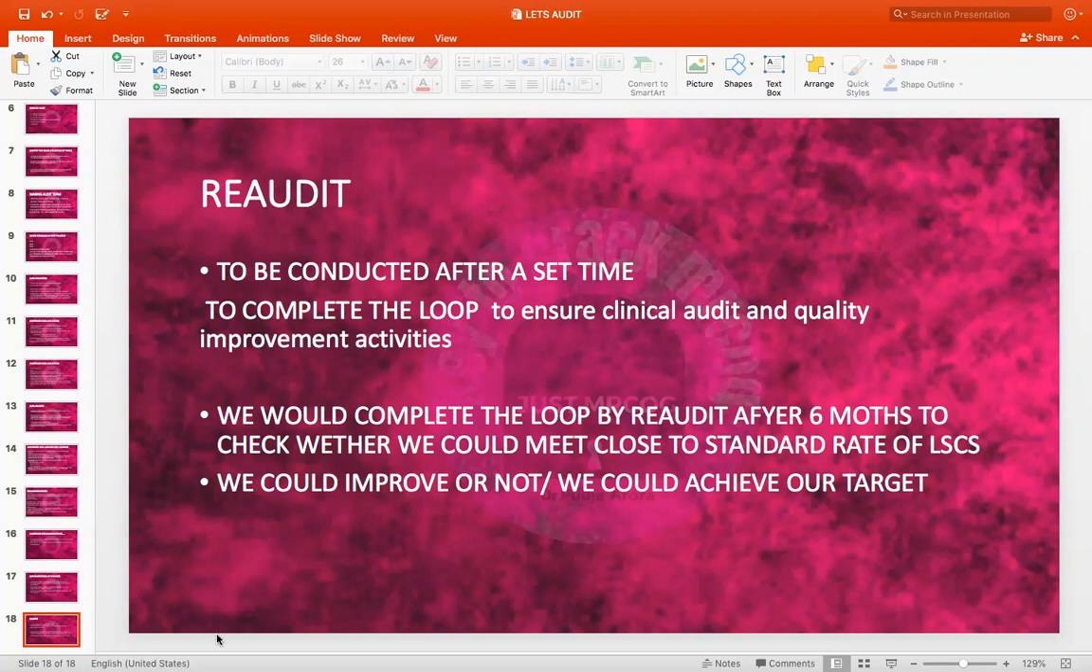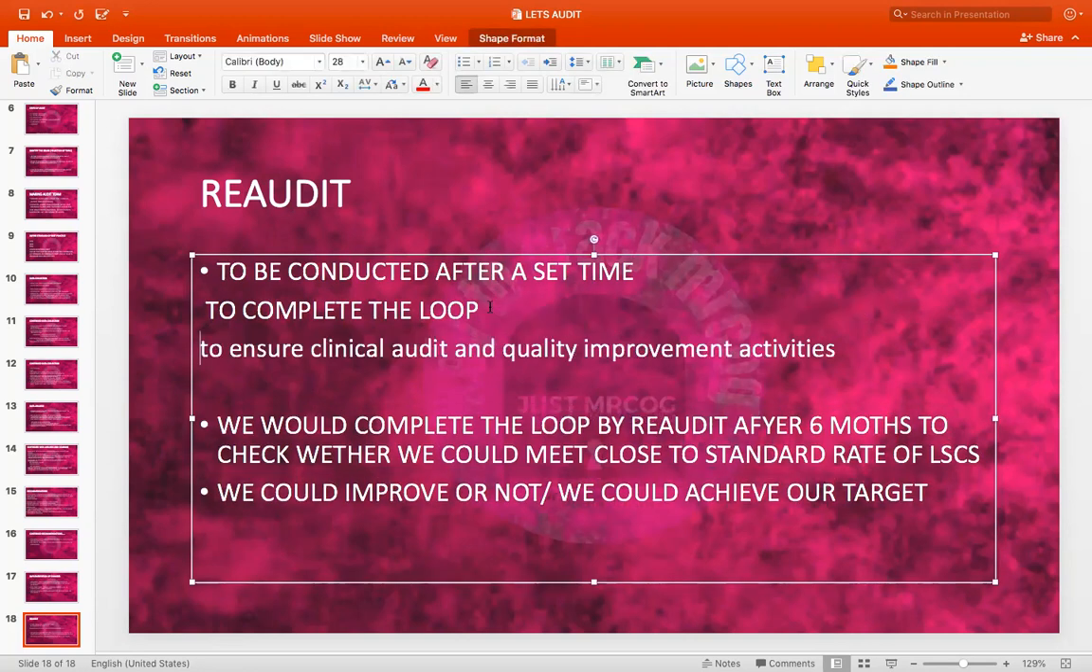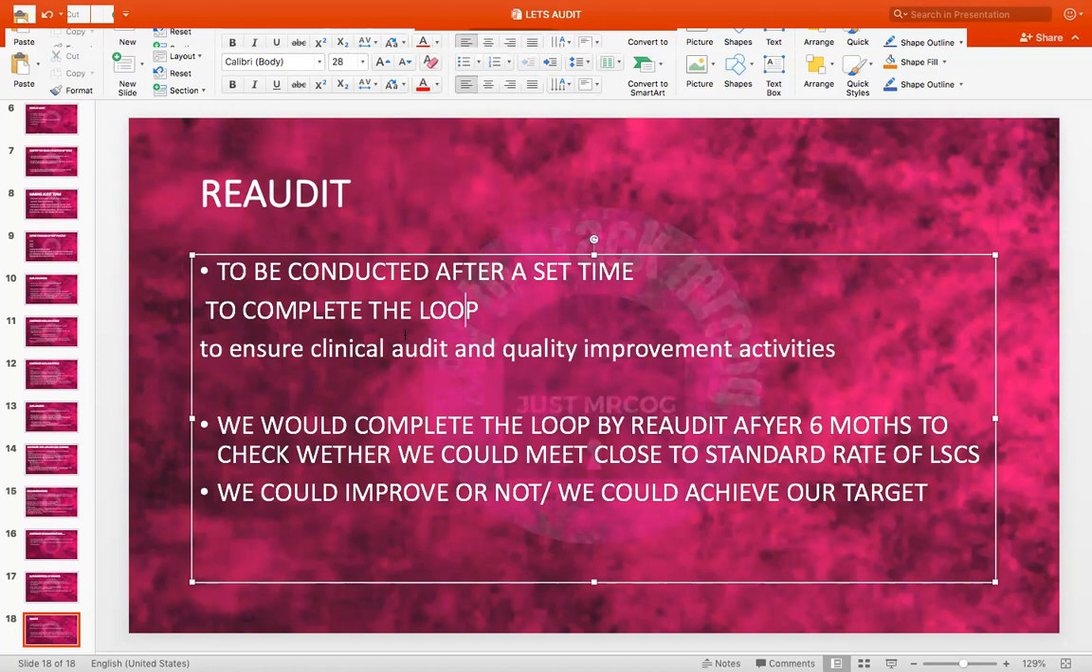That is re-audit, to be conducted after a set time, maybe 6 months, maybe 12 months, to complete the loop, to ensure clinical audit and clinical improvement activities. If you cannot remember this much, just remember: to be conducted after a set time to complete the loop. This much is enough. That's it. If you say even this much, that would be enough. Re-audit to be conducted after a set time, maybe 6 months, maybe 12 months, to complete the loop. This is enough.